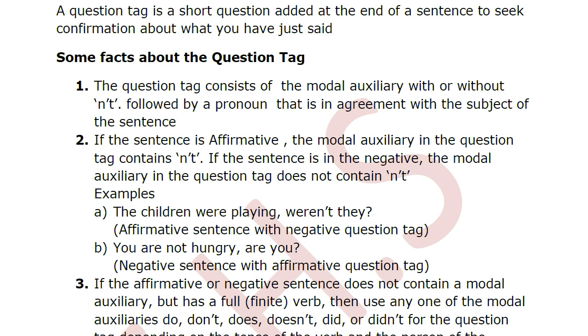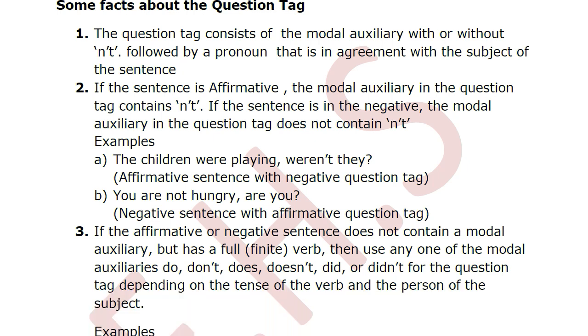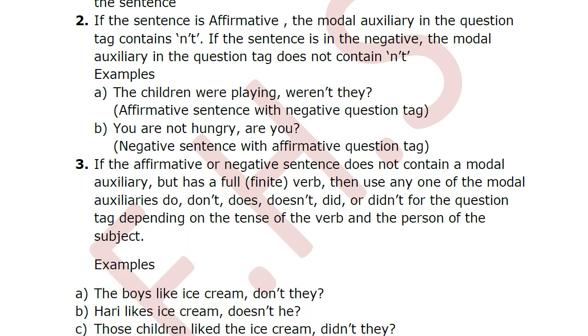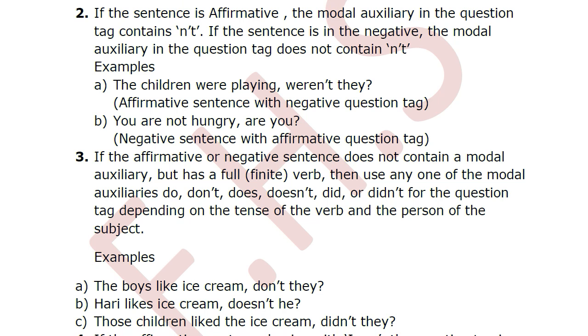If the sentence is negative, the modal auxiliary in the question tag does not contain n't. So if it's negative, the tag will be the opposite, that is positive, without the n't. Example, the children were playing. Now if you can see, were is positive, so they've made the tag negative. You are hungry. You are not hungry. So here this is negative, so here your answer will be only are. The not is removed, making it positive.